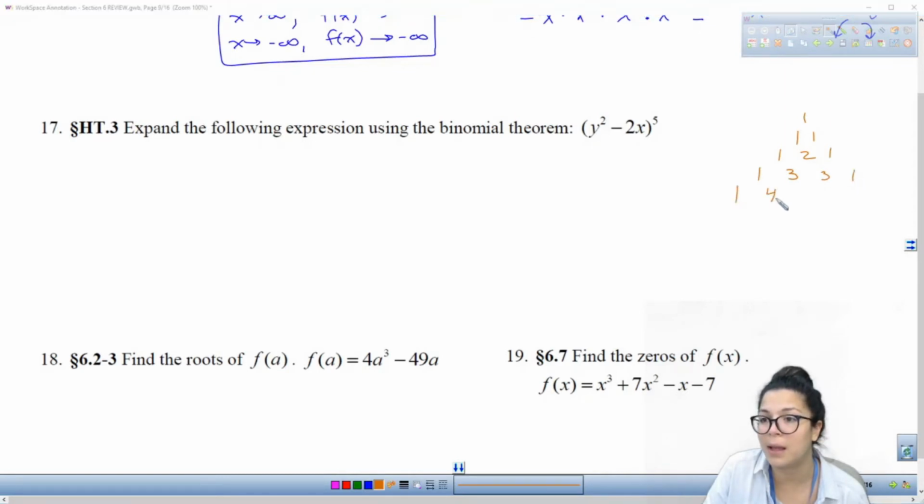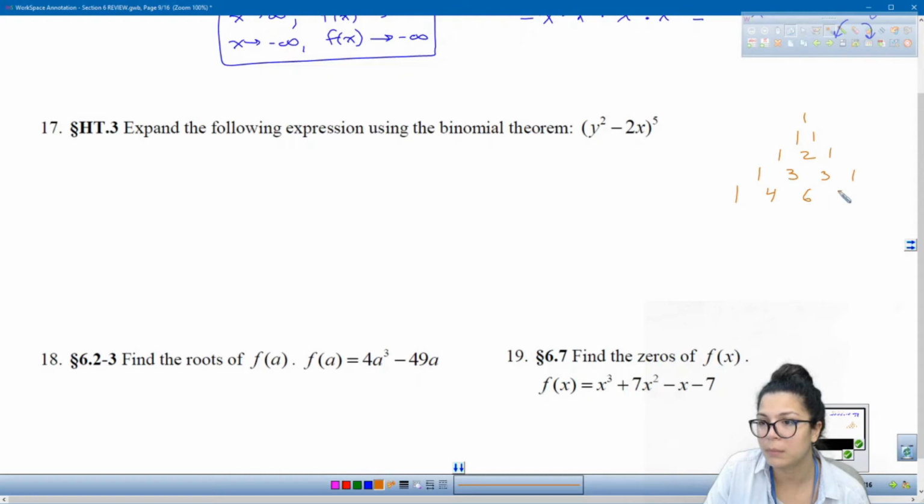Start with a 1, add on top, 3 plus 1 is 4, end with a 1. So now we have 5 terms, right? We need 6 terms. There's always one higher than the power. So one last row: 1, add on top, add on top, add on top, add, end with a 1.